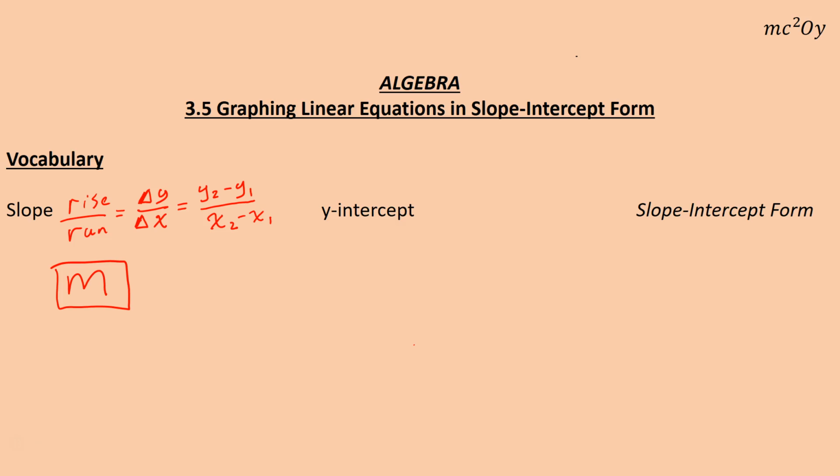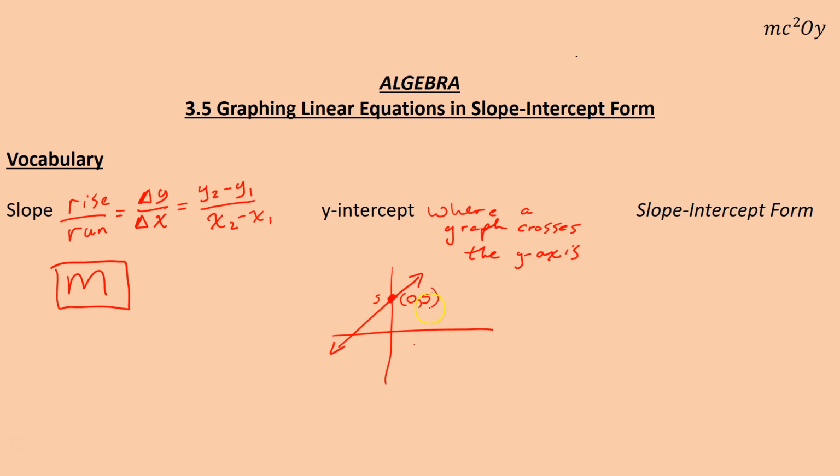The y-intercept is where a graph crosses the y-axis. If we think of it in a pictorial display, if I have a line, where that line crosses the y-axis, that's called the y-intercept. The y-intercept always has a value of 0 for x. So maybe this point right here is at 5 on the y-axis. We'd have an ordered pair 0, 5.